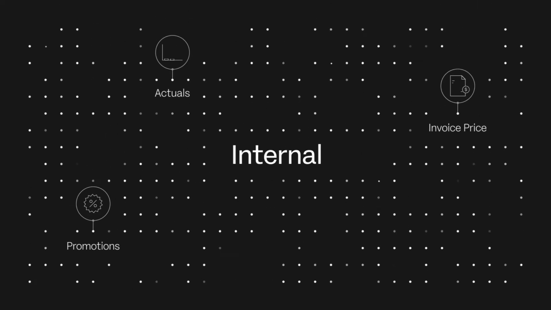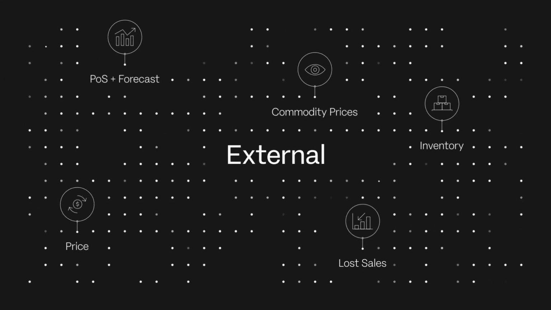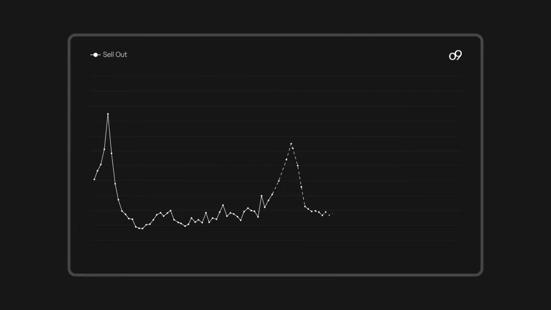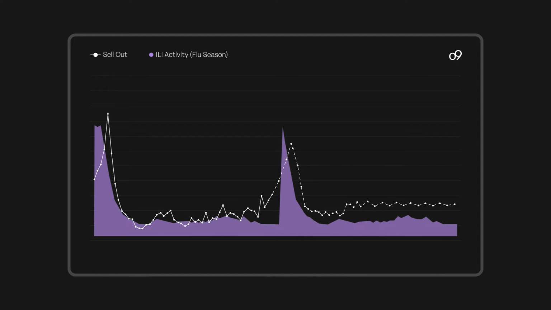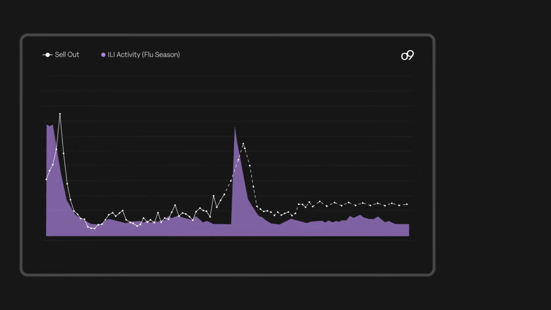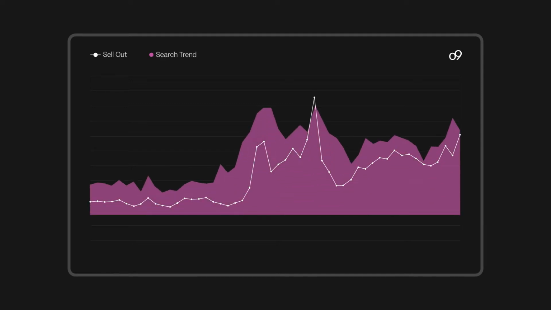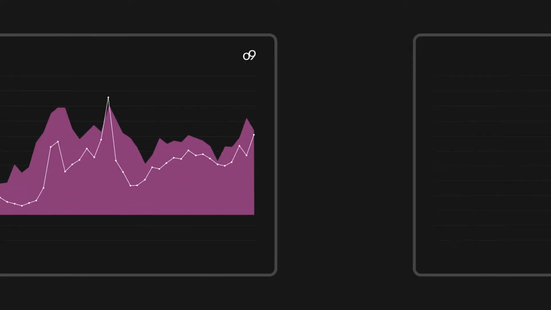Let's look at some examples of O9's intelligent predictions and insight based on internal and external driver data. Here, we can see from ILI activity, which is influenza surveillance data, that there is a strong correlation with the sales and forecast of cold and flu relief products. This graph shows how sellout data has a fairly strong correlation with search trends from Google. Consumers are clearly looking for the product in question.